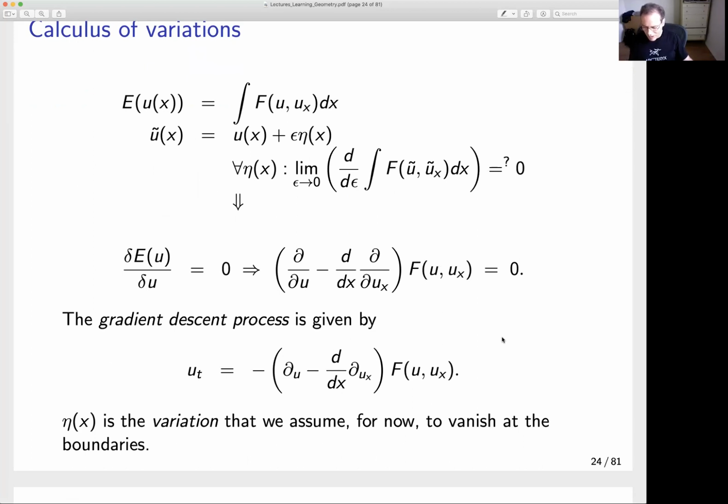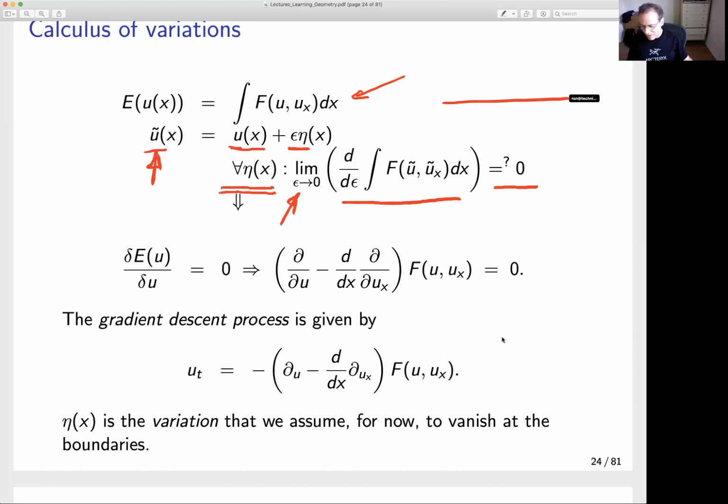So what I would do now is I would take my functional here, and I replace each and every u by u tilde, which would be nothing but u plus epsilon times my variation. Now, when I'm taking the derivative with respect to epsilon, I would like my derivative of the functional with respect to epsilon to be equal to 0 for every smooth function that I'm adding, for every variation that I would add to my function.